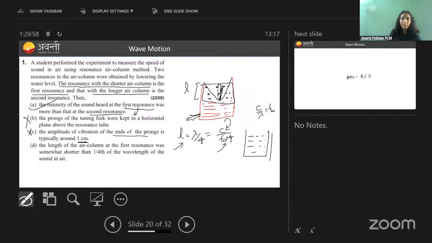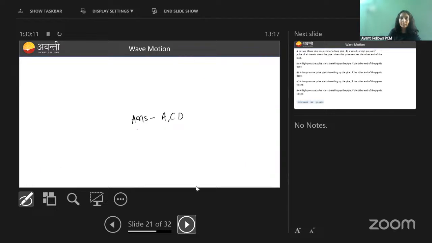The length of air column at the first resonance was somewhat shorter than 1/4 of the wavelength of the sound in air. The length of first air column, ठीक है, at the first resonance. सो फर्स्ट रेजोनेंस तुम्हारा कैसा होगा? फर्स्ट रेजोनेंस देखो, एक एंड तो वाटर है, वहां पे मुझे क्या मिलने वाला है? वहां पे नोड मिलेगा. So the other end will be your what? एंटीनोड.